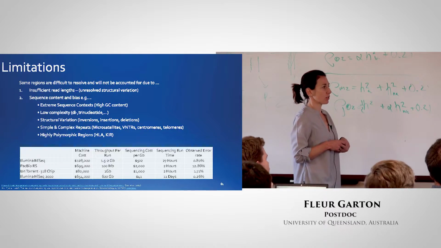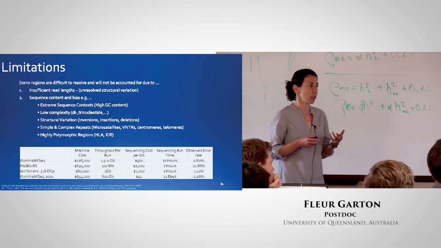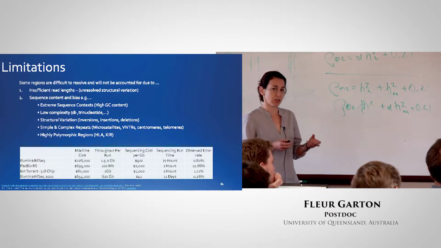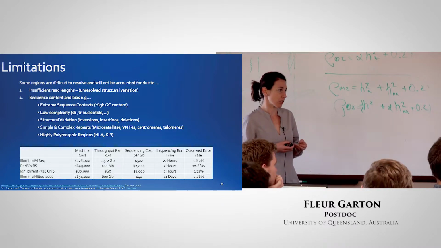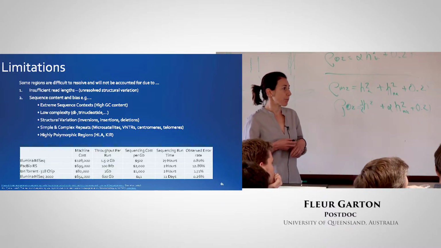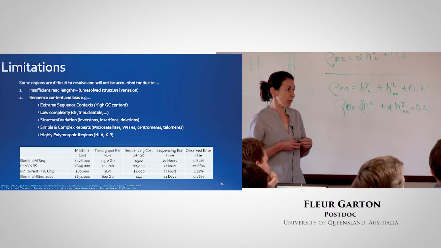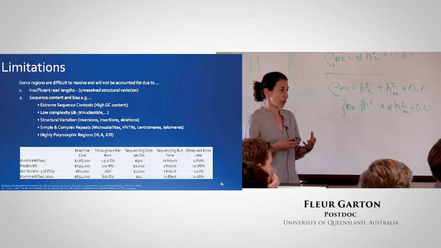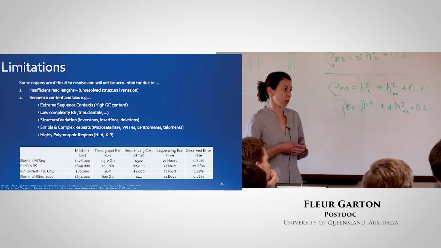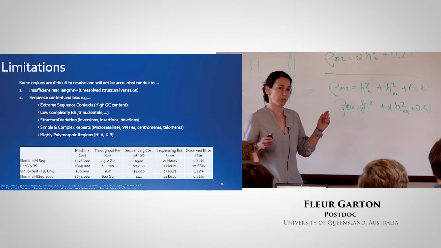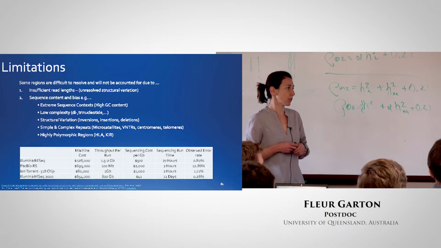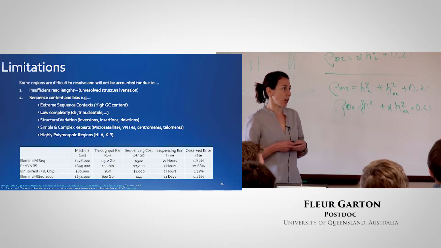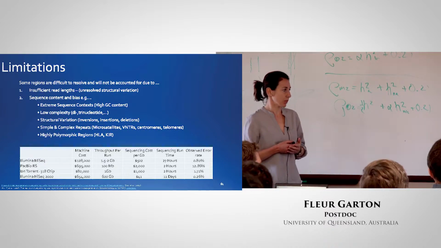And also structural variations, so inversions, insertions, deletions, that's not captured well by this next generation sequencing. Simple and complex repeats, so that includes microsatellites. Also telomeres are actually quite repetitive sequences, so this isn't covered well. And anything that's very highly polymorphic, like your HLA region.